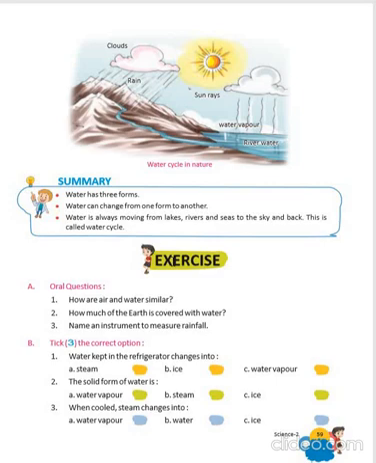Now come to exercise. Oral questions. How are air and water similar? Air and water both are a combination of several gases. How much of the earth is covered with water? About 70%. Name an instrument to measure rainfall. It is a rain gauge.